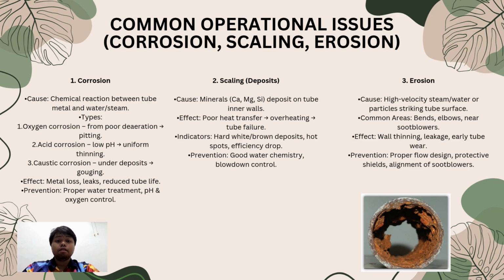Third, erosion. Cause: high velocity steam, water, or particles striking the tube surface. Common areas: bends, elbows, or near soot blowers. Effect: wall thinning, leaking, early tube wear. Prevention: proper flow design, protective shields, alignment of soot blowers.